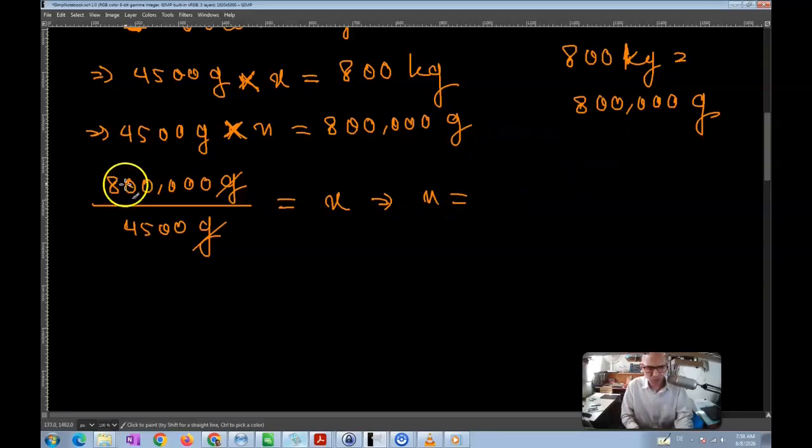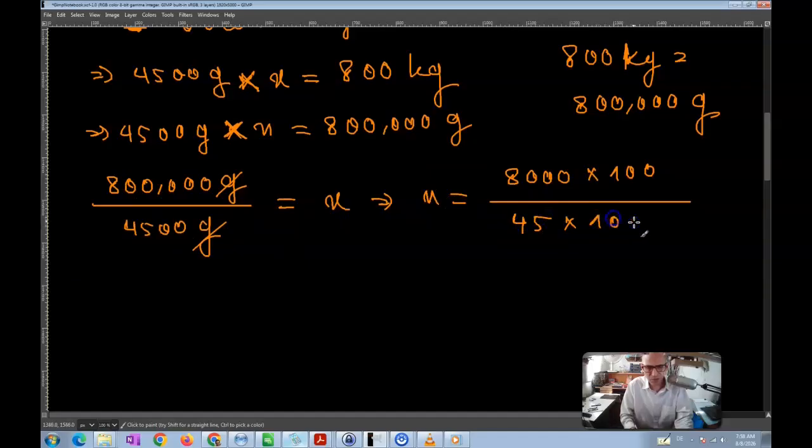So instead of 800,000, I'm going to write 8,000 times 100. That's 800,000, so I haven't changed anything. And instead of 4,500, I'm going to write 45 times 100. Now the hundreds I can simplify from the numerator and from the denominator. And now the operation becomes 8,000 divided by 45.